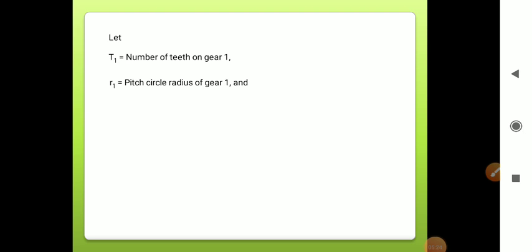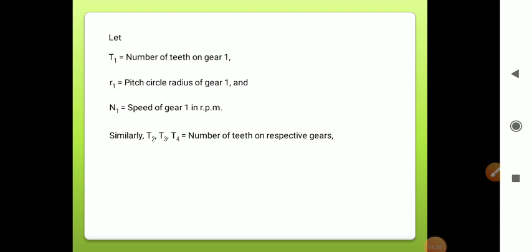The next is small r1. The small r1 is equal to the pitch circle radius of gear 1, and this n1 is equal to the speed of gear 1 in rpm. Similarly, we can state that capital T2, capital T3 and capital T4 are the number of teeth on the respective gears. That means T2 is the number of teeth on gear 2, T3 is the number of teeth on gear number 3, and T4 is the number of teeth on gear number 4.